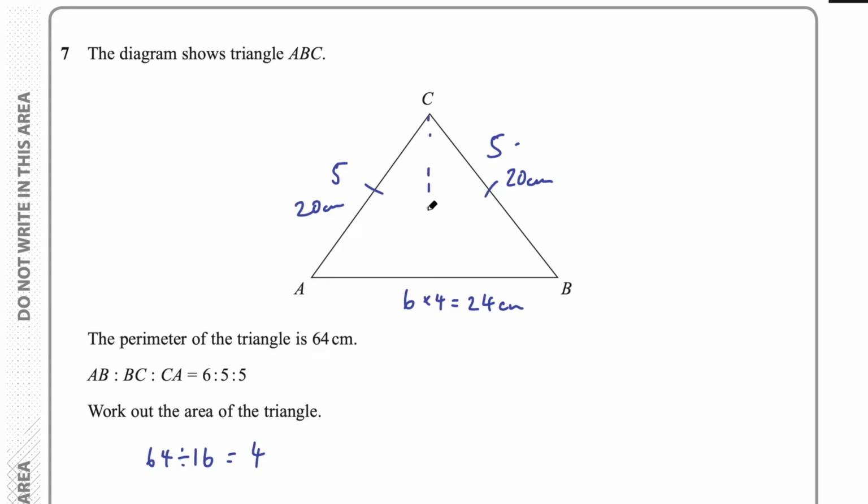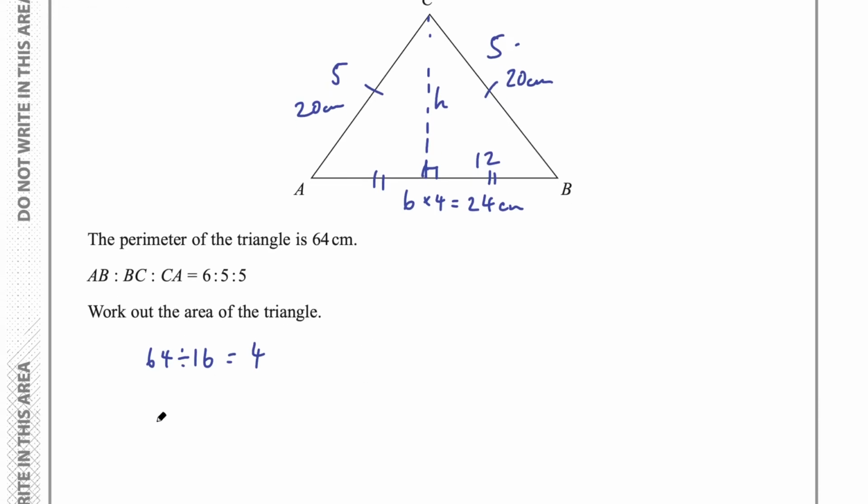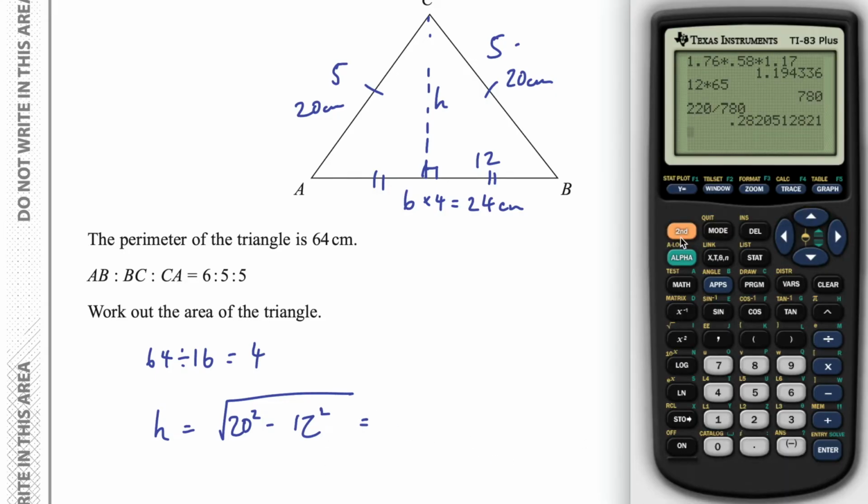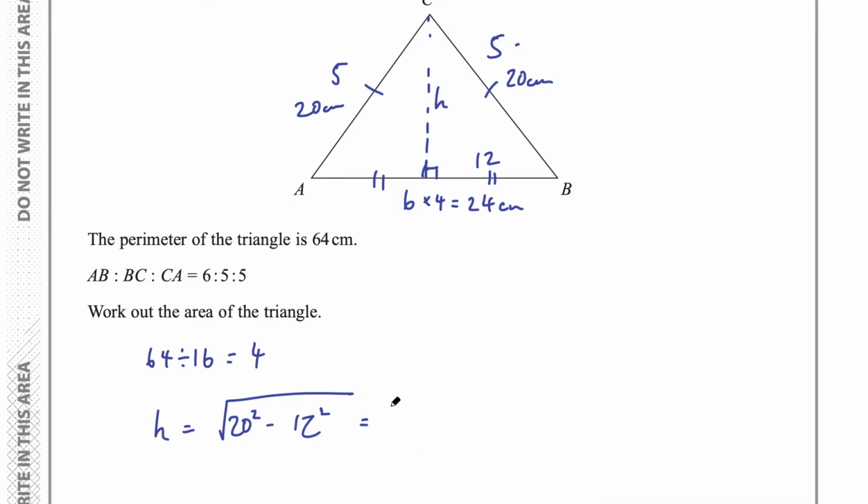So if this is an isosceles triangle, we could split this up into 2 right-angled triangles, and they will be congruent, which also means this base is split in half. So this is going to be 12 here. So that will allow us to find the height using Pythagoras' theorem. So we could say the height equals the square root of the hypotenuse squared, take the other leg squared, so 20 squared take 12 squared. If we put that into a calculator, we get 16.